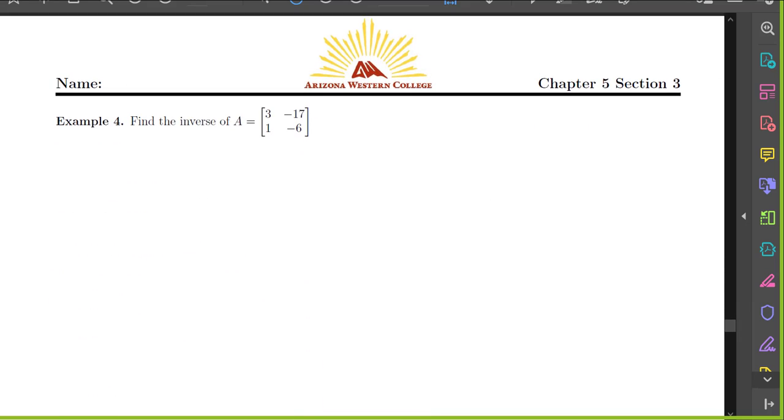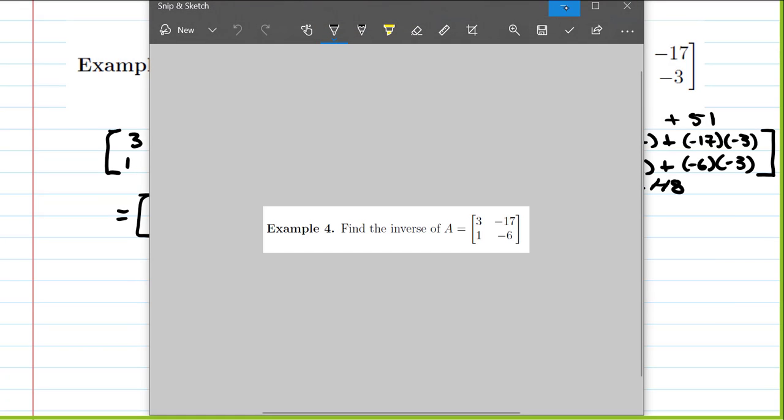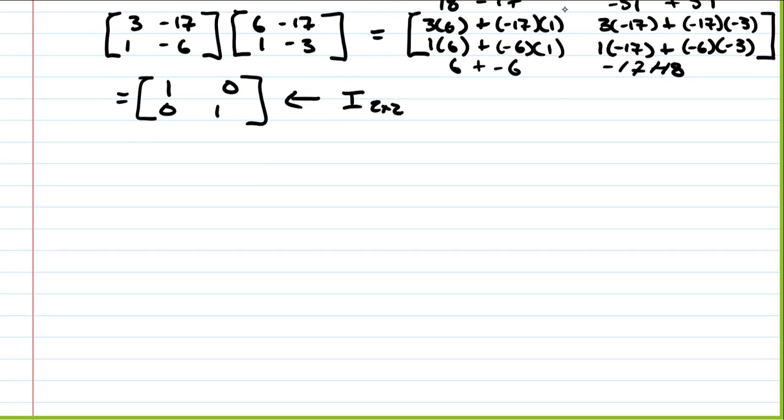So in the previous example, we talked about what happens if you multiply a matrix by its inverse. We didn't talk about, well, how do you find the inverse of a matrix? So to find the inverse of a matrix, we are going to do the following.